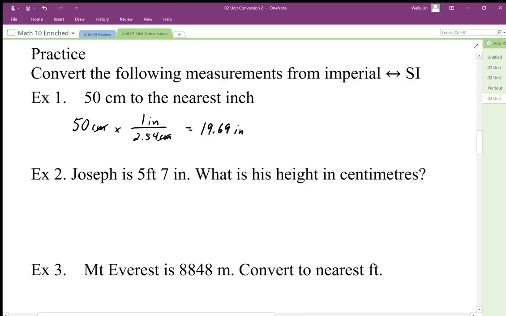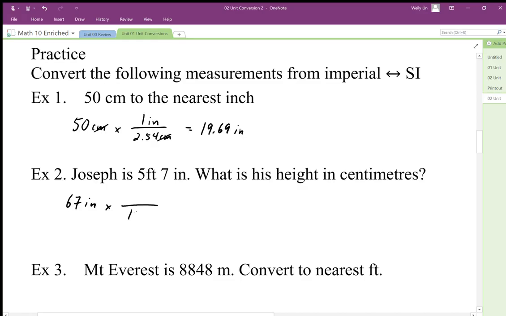Okay, so Joseph's height is 5'7" in feet and inches. Now what's important is, well, we could do these separately, but we can't do these together. So one thing probably easier to do is convert feet into inches and then make this into 67 inches. So 5 feet is 60 inches. So we're going to convert Joseph's height into all inches. We can't do feet and inches.